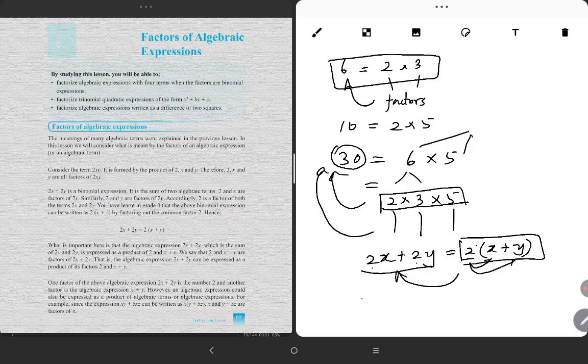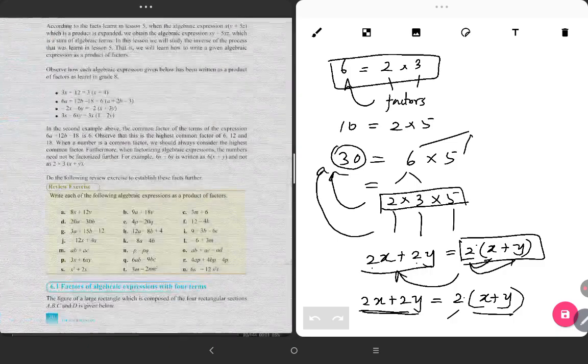So what we can conclude out of this is that for 2x plus 2y, the factors are 2 and x plus y. Typically we write it in this way. And we call this process of writing an algebraic expression as a product of two terms factorization. So 2 and x plus y are two factors. So let's go into more examples.